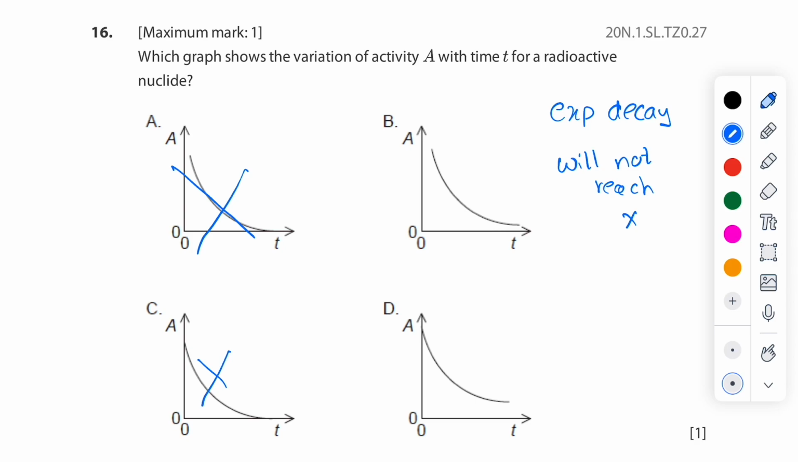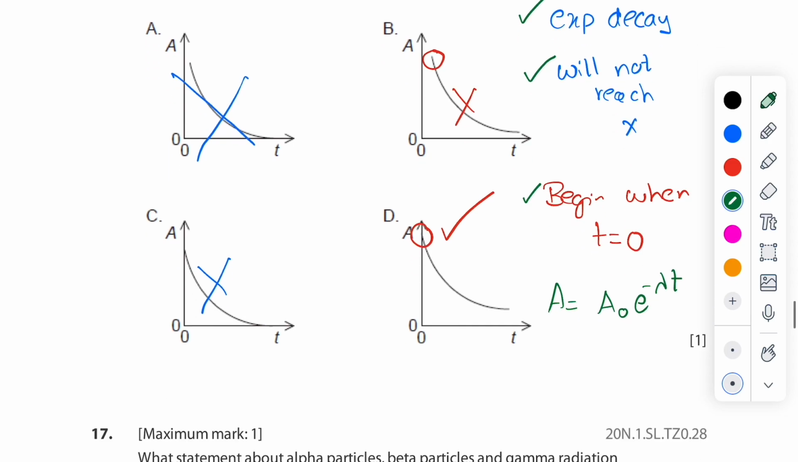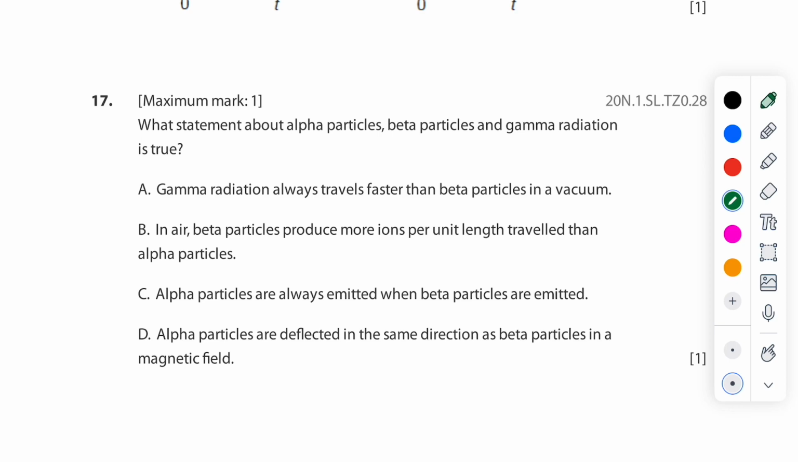So the answer has to be either A or B, and it should begin when t equals 0. So it is not beginning when t equals 0. At t equal to 0, it is beginning. So therefore, option D is going to be the correct answer. If we consider these three conditions, exponential decay, will not reach the x-axis, and begins when t equals 0, because the formula is A equals A naught times e to the power of minus lambda t, the correct option is option D.